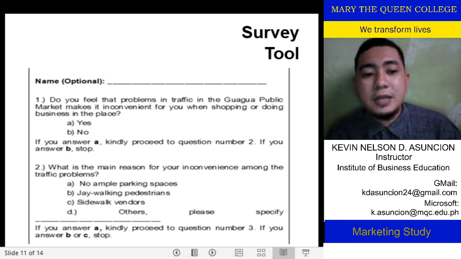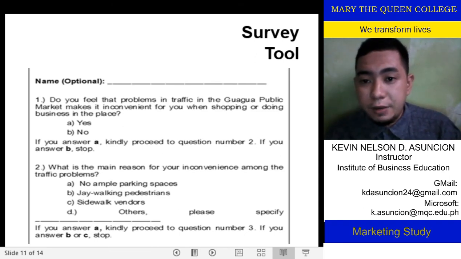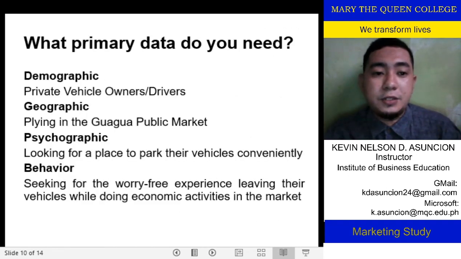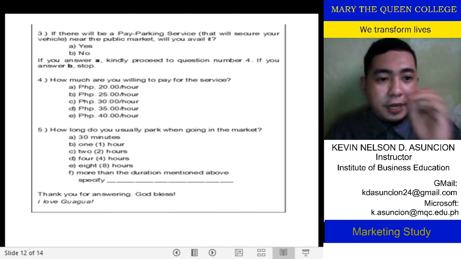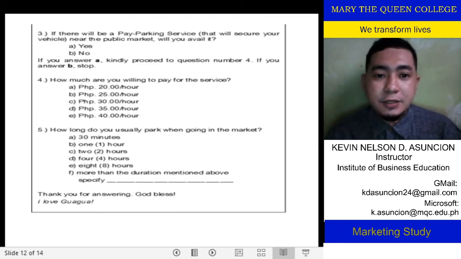And then if their answer is B and C, they can stop the survey. They can finish the survey. So that's the idea, psychographic and demographic. So this is what I'm telling you, a place to park and also a worry-free experience. Okay, so they need to proceed to number 3. If there will be a pay parking service that will secure their vehicle near the market.